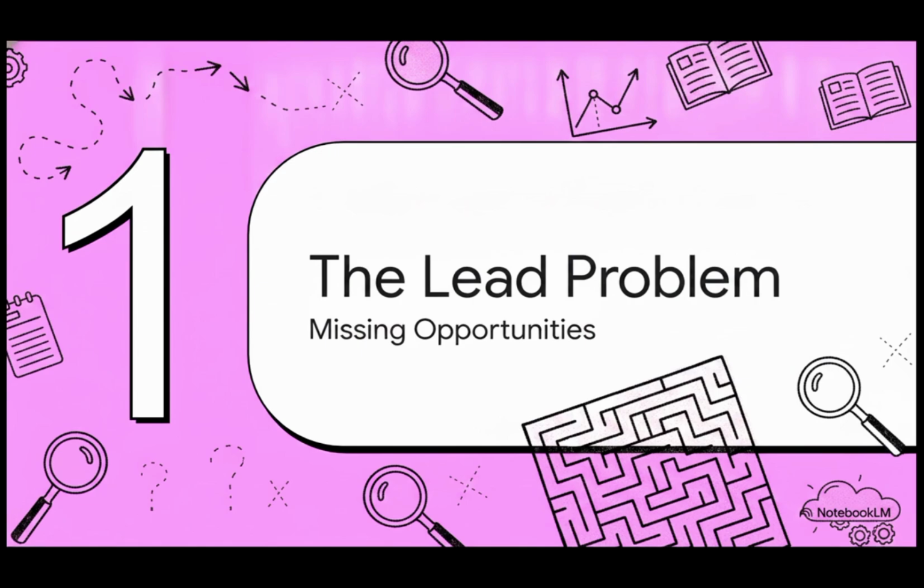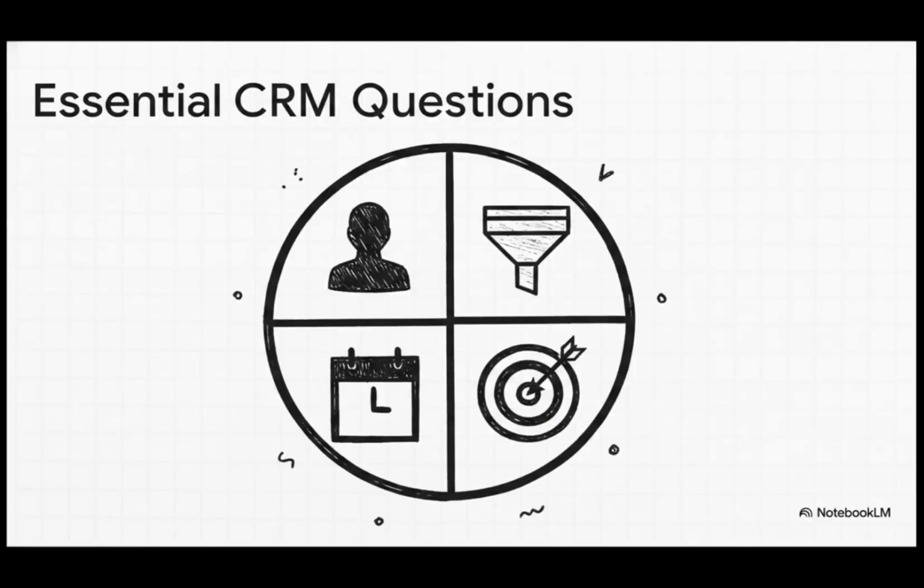Okay, let's dive right into section 1, the lead tracking problem, and why you're missing out on opportunities. When a business doesn't have a clear system, everything falls apart incredibly fast. It's like a house of cards. But a genuinely good CRM really only needs to answer 4 essential questions. Who is the customer? What stage are they in? When should I follow up? And what action should I take next? That's it. You do not need endless drop-down menus or complicated settings. You just need a straightforward system that clearly and reliably answers those 4 things every single time you open it up.